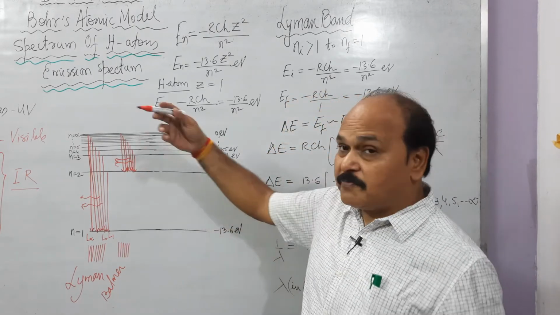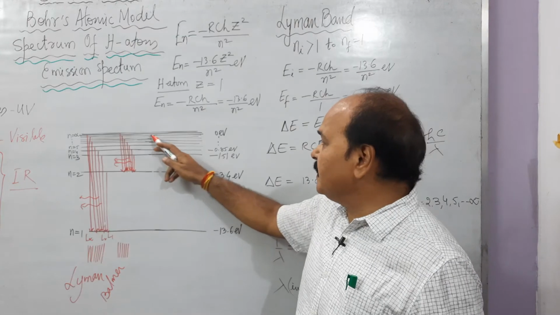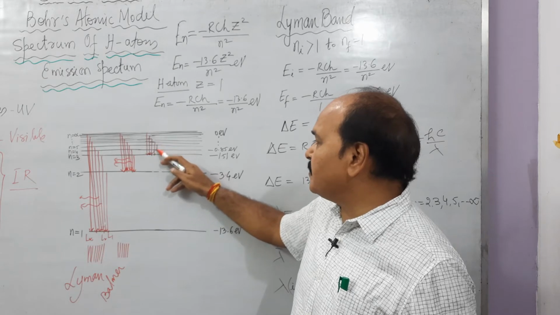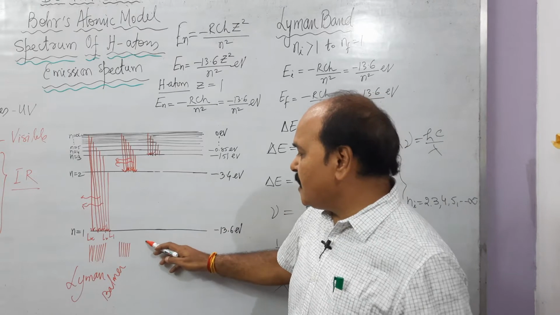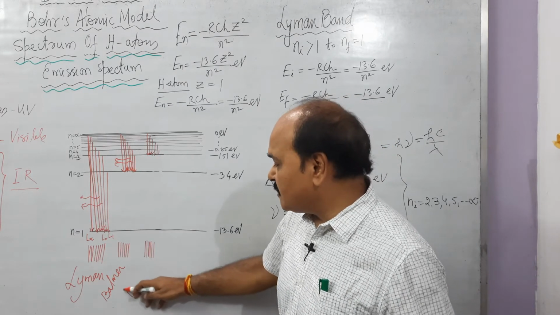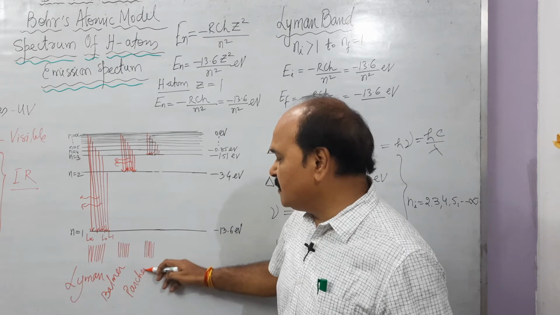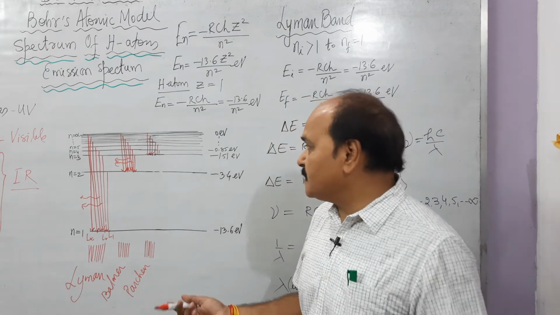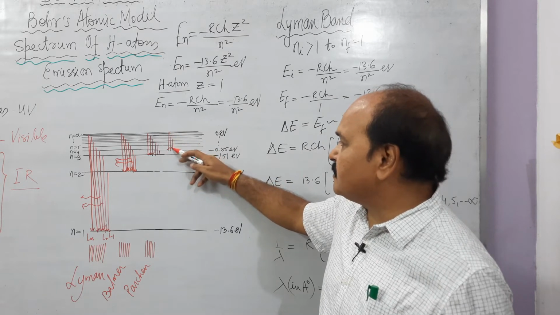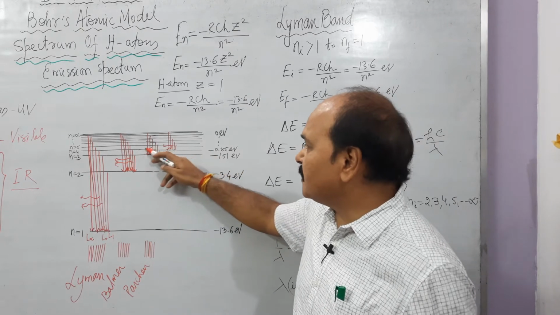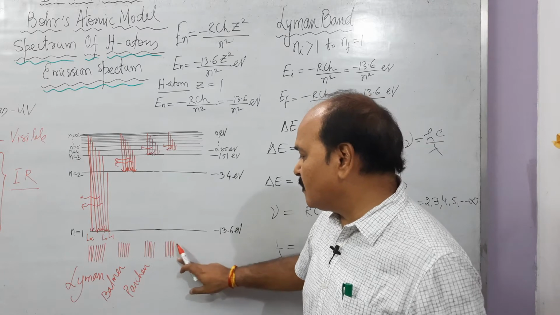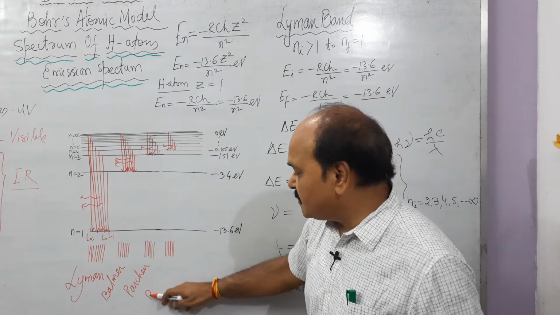Well, if transition takes place from any excited state to state number 3, then the lines which are emitted again lie very close to each other and give the look of a band. We call this band the Paschen series or band. And if transition takes place from any excited state to state number 4, the lines emitted are again very close to each other, and we call these the Brackett series.